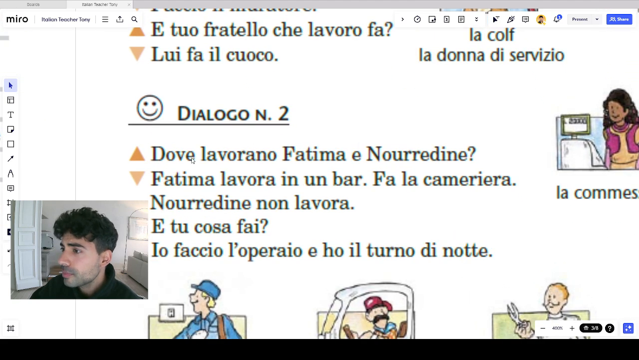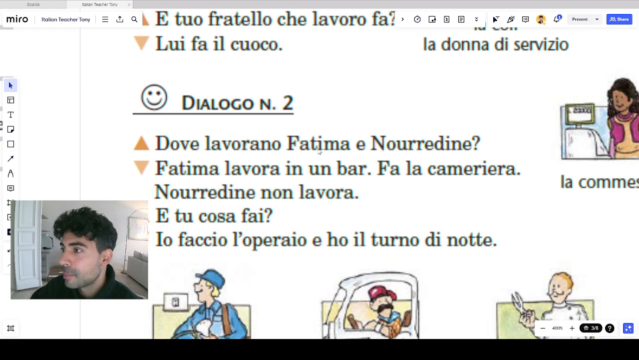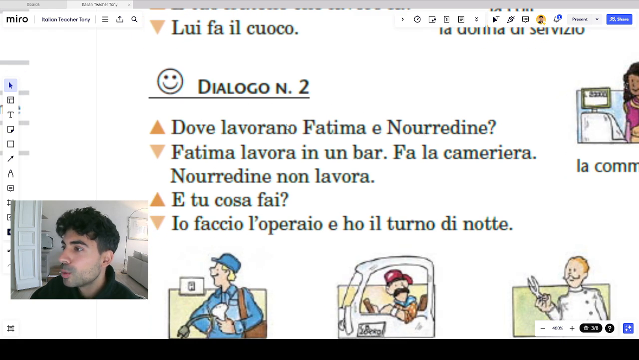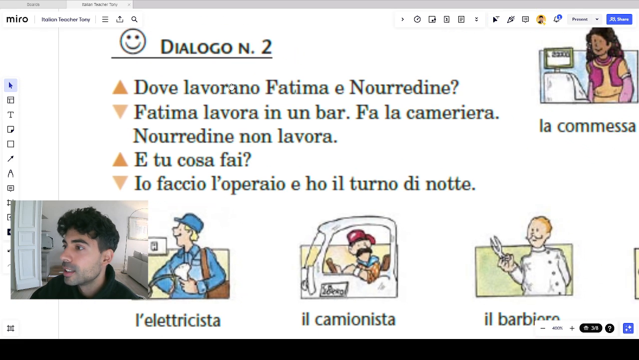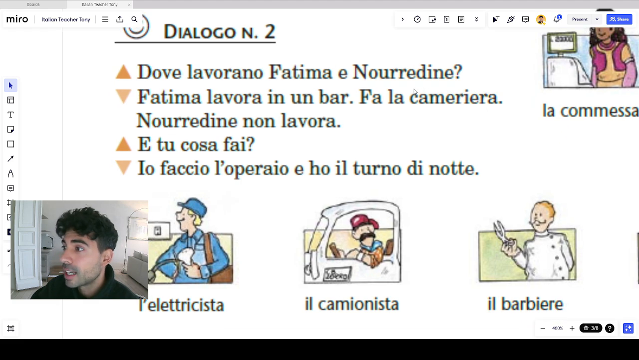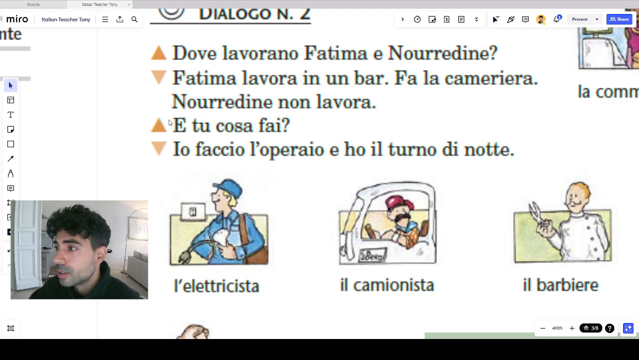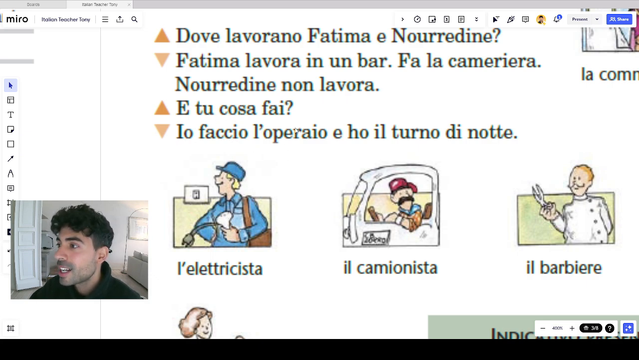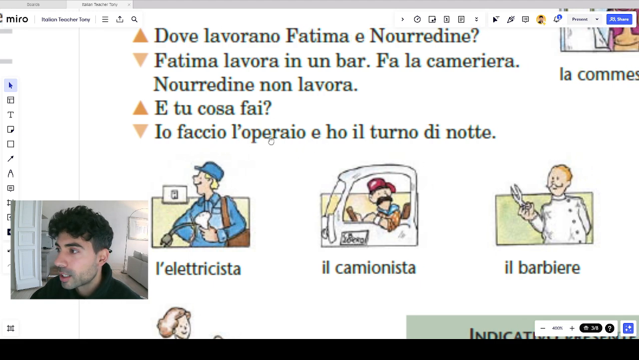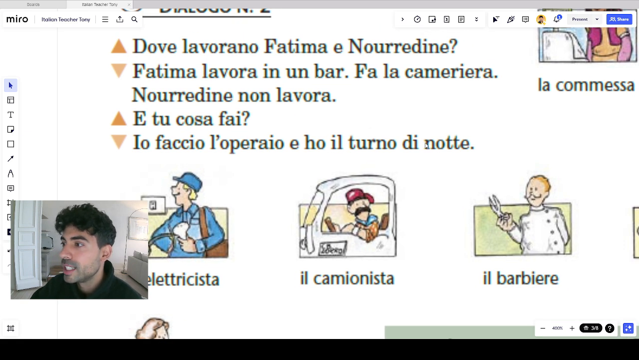Dialogue number 2. Dove lavorano Fatima e Nureddin? Where do Fatima and Nureddin work? Fatima lavora in un bar. Fatima works in a bar. Fa la cameriera. She is a waitress. Nureddin non lavora. Nureddin does not work. E tu, cosa fai? And you, what do you do? Io faccio l'operaio e ho il turno di notte. I am a factory worker and I work at night. Ho il turno, and my shift, il turno, is at night.